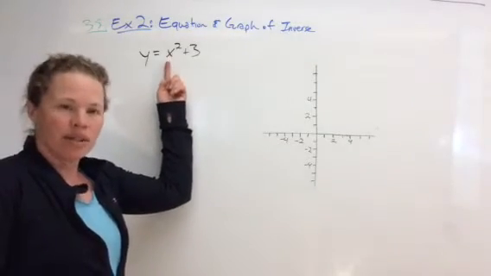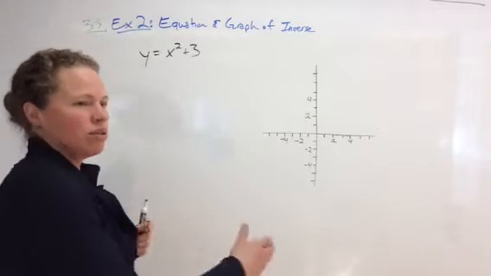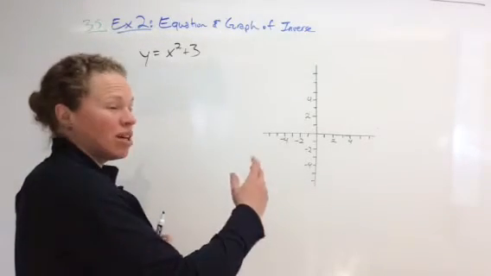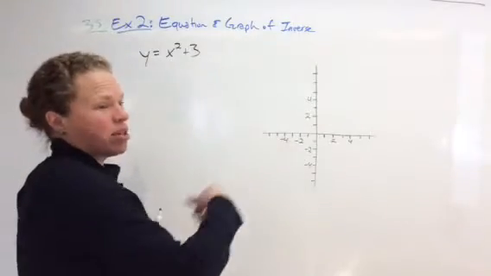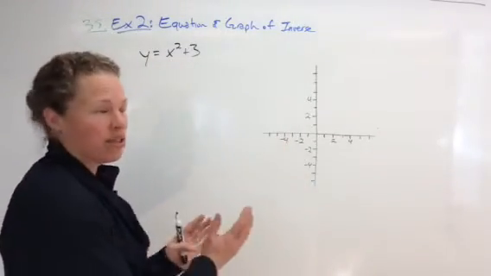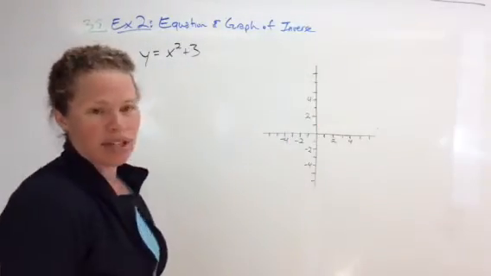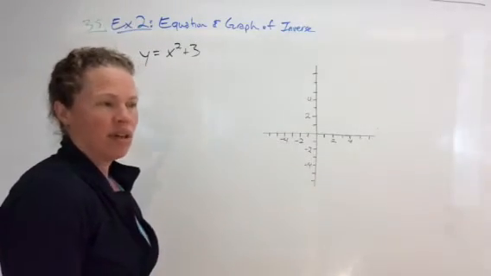X squared is just a parabola. It would go over 1, up 1 because 1 squared is 1. It would go over 2, up 4 because 2 squared is 4, and so on. And I know that it's going to be the same on both sides because you can't have a negative square.